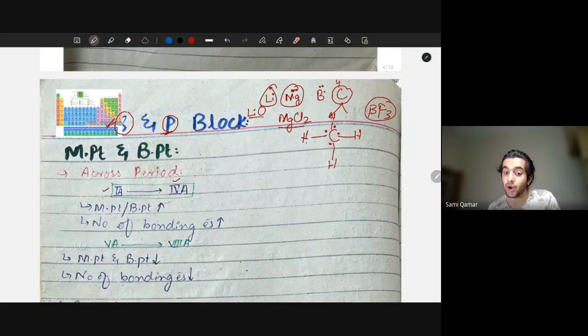I hope you are understanding. These are basically the reactions that we are going to study in a moment. So you can see the number of bonding electrons is increasing. That's why its melting point and boiling point will increase.